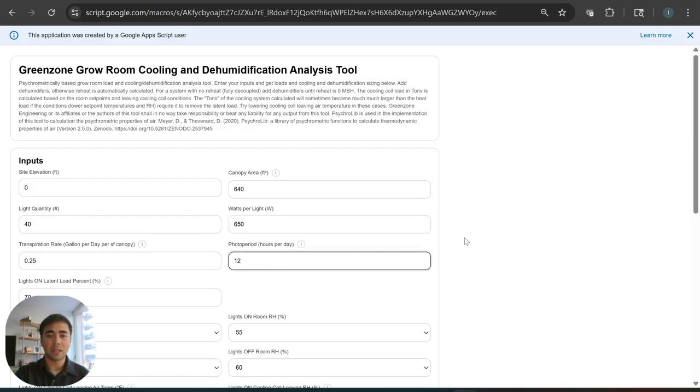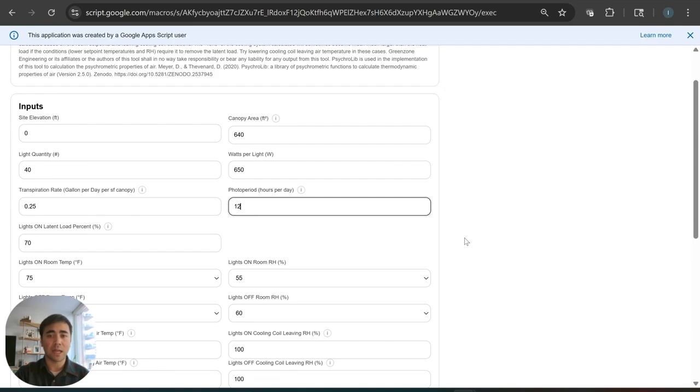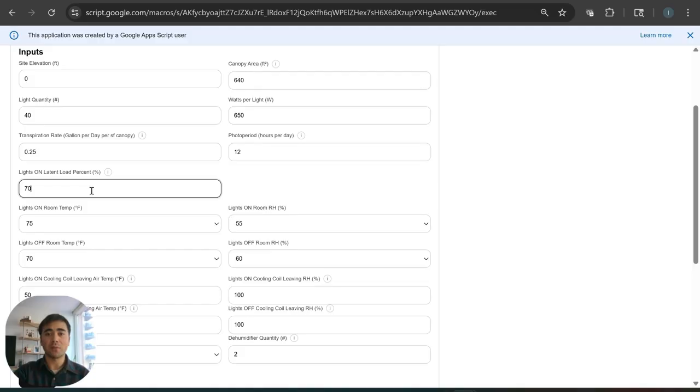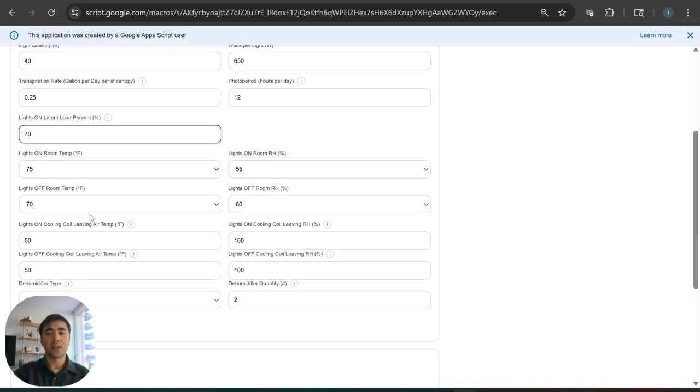The photoperiod is the number of lights on hours per day, typically 12 for a flower room. And then the lights on latent load percent is the amount of the total gallons per day of transpiration that the tool assumes goes into the air during lights on versus lights off. The inputs that I have gone through so far are used for calculating the room sensible and latent loads. The next set of inputs are used for calculating how those loads are removed by the cooling and dehumidification system.